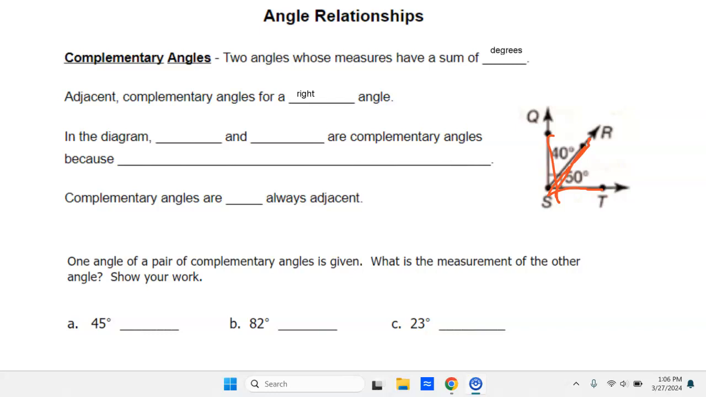So we will write in here, in the diagram, I'm going to start with Q. So angle QST, and then in here we'll write the angle symbol first, angle RST. Those two angles are complementary angles because when added together they equal 90 degrees.